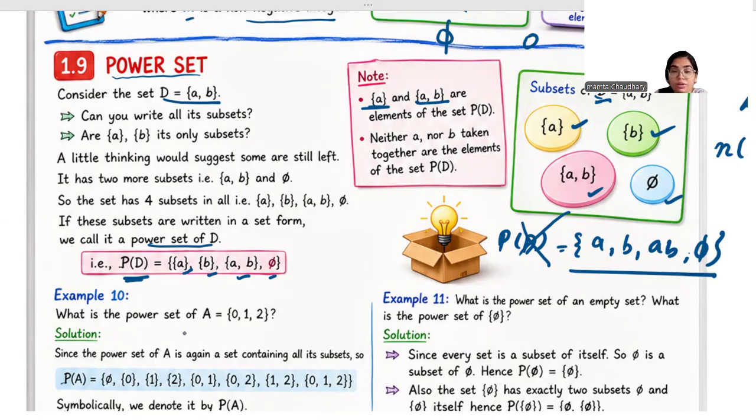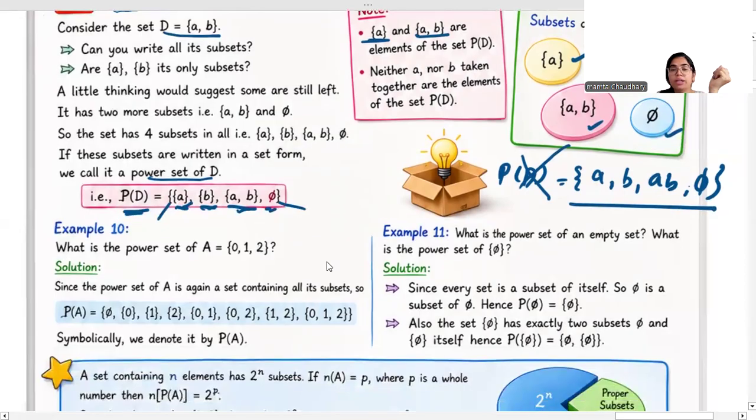Now you can see the first curly braces, this and this, are the starting and ending of the power set. And in that we have different subsets: set A, set B, set AB, and set phi. So what we can say? We can say the set of all the subsets of any set is called its power set.